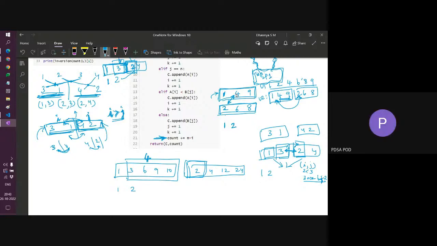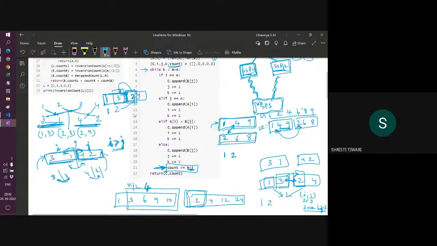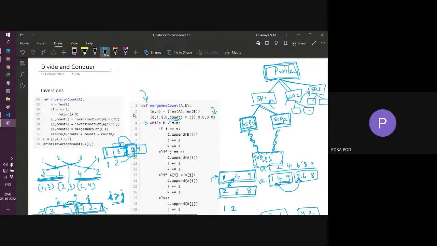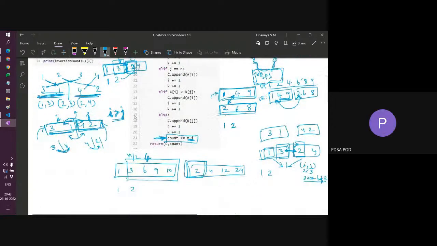Okay, ma'am. Understood. Now that is the case which is shown here by saying m minus i. What is m? m is n by 2, the length of the first list. Correct. Length of the first list, minus i, which is the current position, right? This position. Yes. So this will actually give you the number of inversions caused by 2.